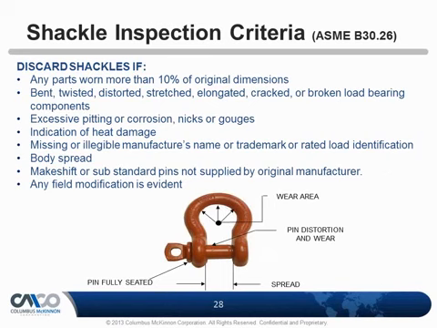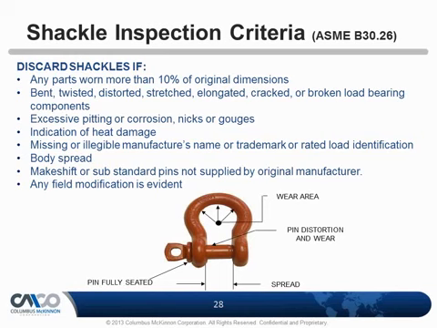And so what are the rejection criteria? We're looking for wear, any part more than 10% of the original dimension, any type of distortion, twisting, stretch, elongation, cracked, or broken components. If you're in doubt, take it out of service. Look for excessive pitting, corrosion, indications of heat damage. The markings all have to be there.